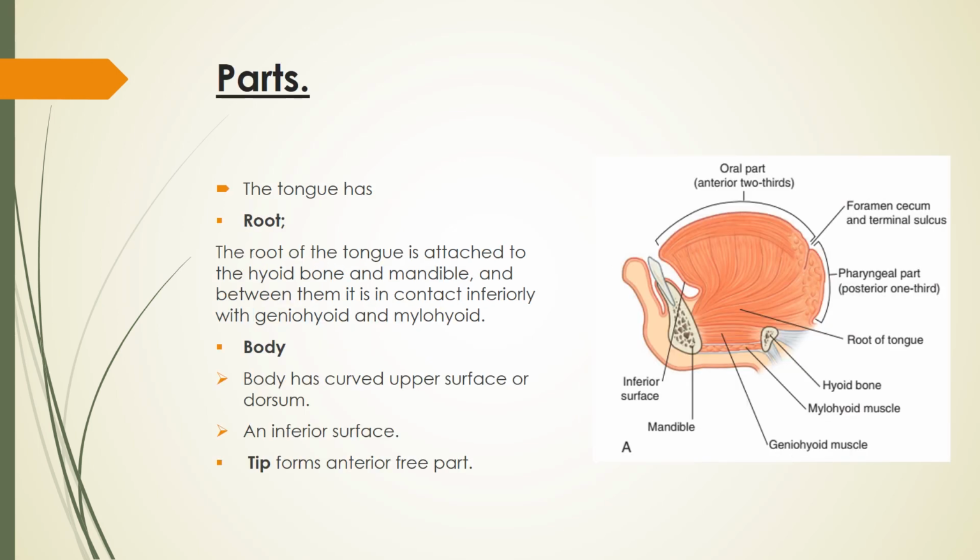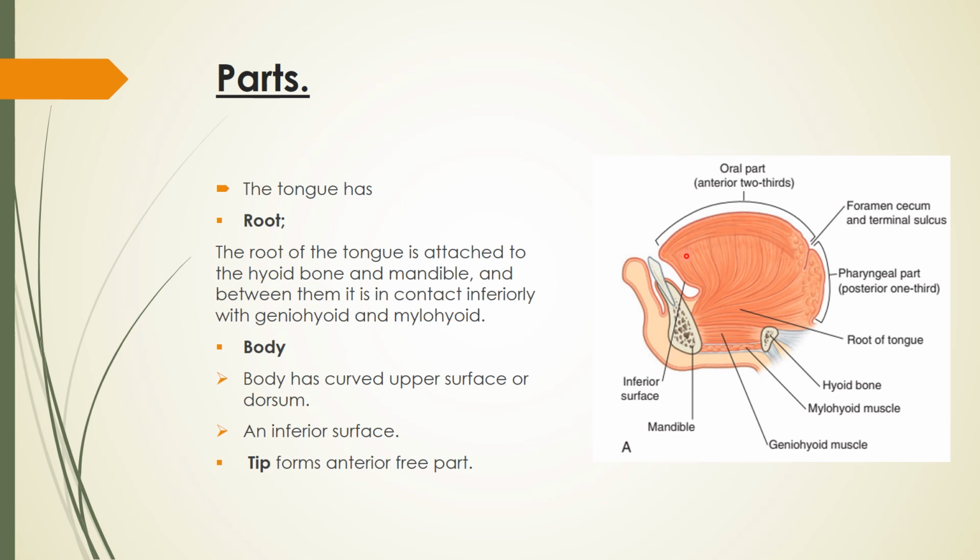The tongue is divided into three parts: root, body and tip. Root is the attached part of the tongue inferiorly between the mandible and hyoid bone, where it is related to genioglossus and mylohyoid muscles, which form the floor of the oral cavity. Then the body and tip or apex, which is the anterior free part.